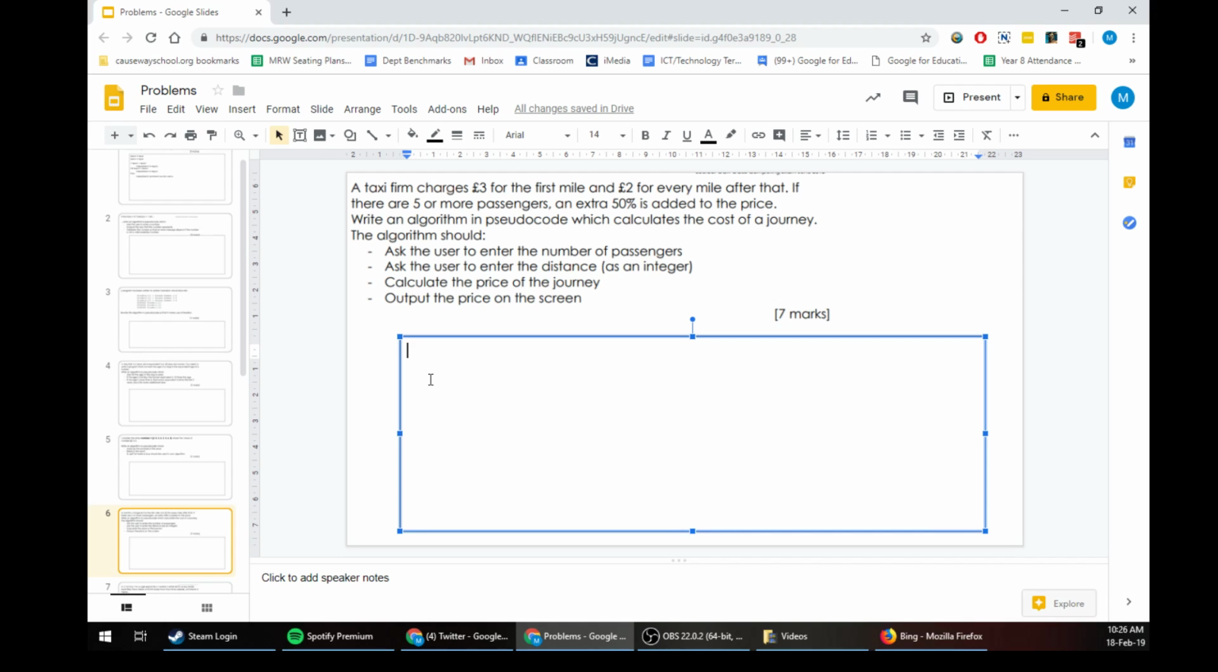The algorithm should ask to enter the number of passengers, so we're going to go passengers equals input. Ask the user to enter the distance as an integer, so we're going to do distance equals input, and then we need to calculate the price of the journey and output the price on the screen. So we need to think about the distance. If the distance is 1 mile, the cost is going to be £3. If there's 5 or more passengers, an extra 50% is going to be added onto that. So we're going to break it down into 2 parts.